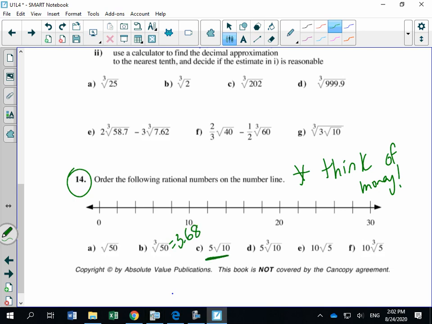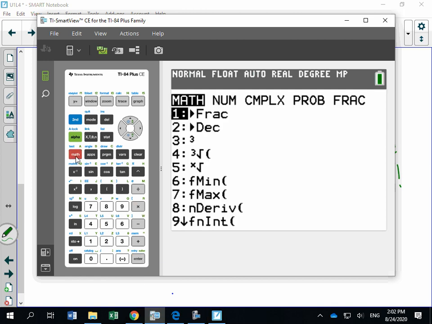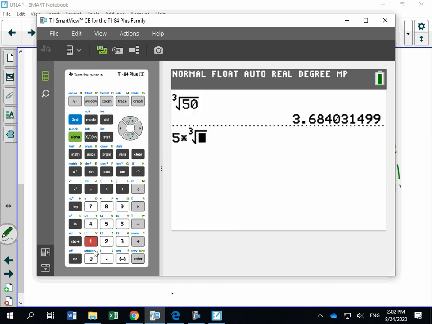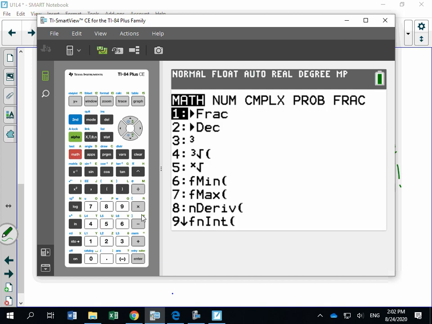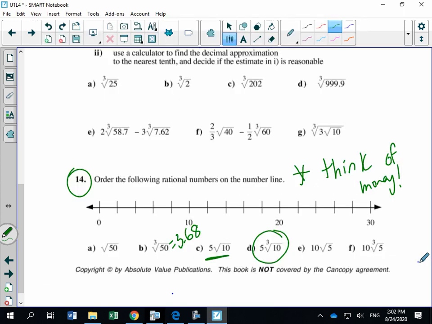This is just 5 root 10. This guy here, 5 and the cube root of 10, how you would enter that, you could do one of 2 ways. 5 times the math button, number 4, the cube root of 10, $10.77, or 5 math button, number 4, $10.77. And then 0, 2, 4, 6, 8.